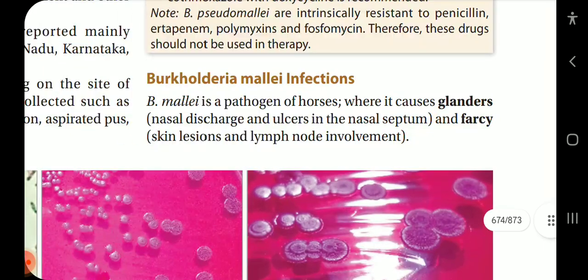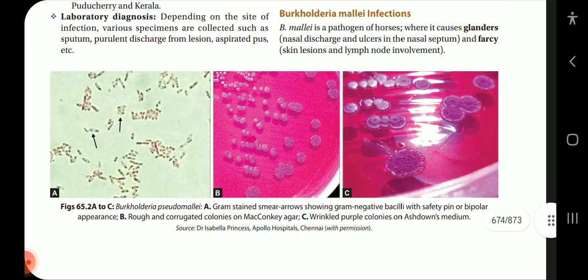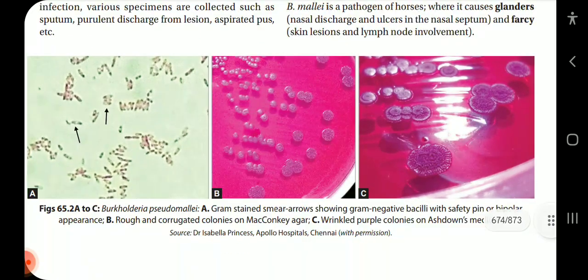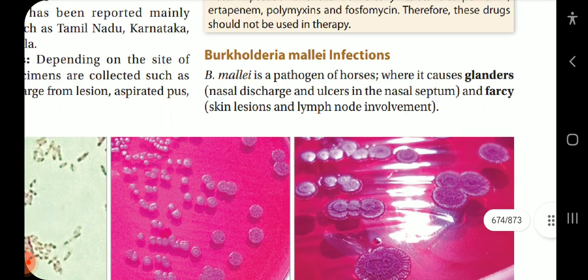Now, the Burkholderia mallei infections. Before discussing that, let us see the images. In figure A, we see the gram stain smear showing gram-negative bacilli with safety pin or bipolar appearance of Burkholderia pseudomallei. In figure B, we see the rough and corrugated colonies on MacConkey agar, and in C are shown wrinkled purple colonies on Ashdown's medium.